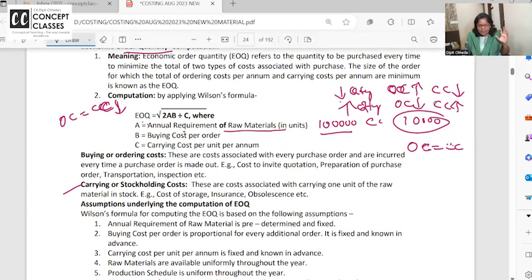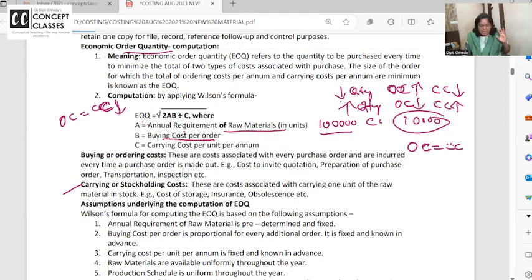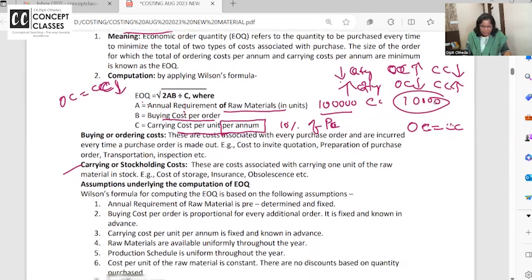A is annual requirement of the raw material. B is buying cost per order. C is carrying cost per unit per annum. I want all of you to put this in a circle. Many times they give you carrying cost per month, so you have to multiply by 12. Many times carrying cost is given as 10% of purchase cost, so take that. But if purchase cost changes because of discount, then carrying cost will also change. Clear or not? So take care that you get this.